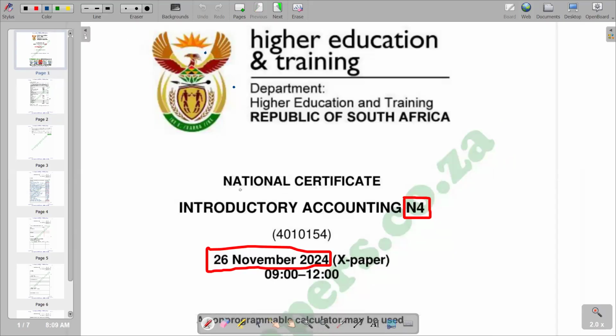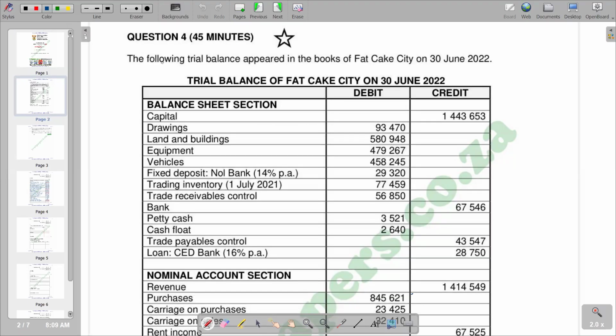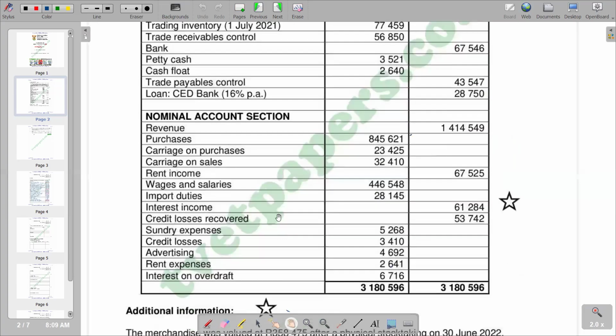In this video, we are going to look at the preparation of a statement of financial position extract, and we are also going to prepare the notes to the statement of financial position. The question reads: the following trial balance appeared in the books of Fat Cake City on 30 June 2022.